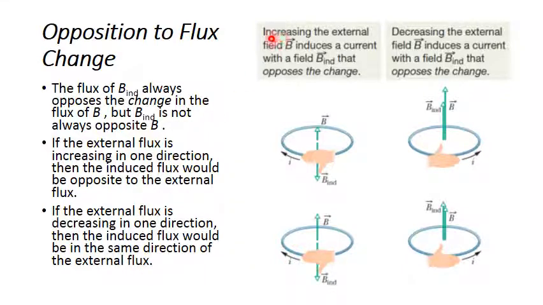And that's what we are seeing: increasing the external magnetic field induces a current with a field B induced that opposes that change, in the opposite direction. Now, decreasing the external field B induces a current with a field B induced that opposes the change too. But now, because I'm decreasing the external magnetic field, the opposition here is increasing the induced field in the same direction as the field.